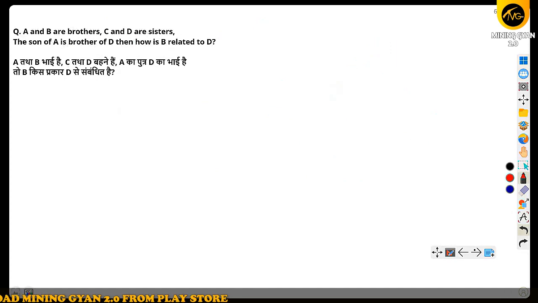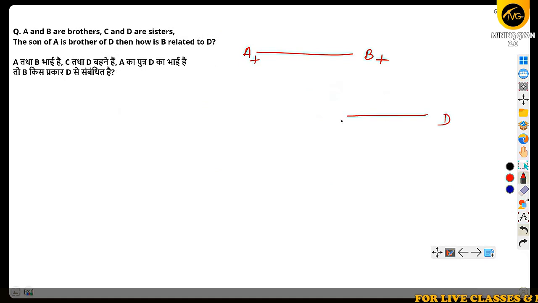Now the next question is A and B are brothers, because both are in same generation. So A positive, B positive, and brother, that means both are male. A and B are brothers. C and D are sisters. Suppose C and D are sisters.